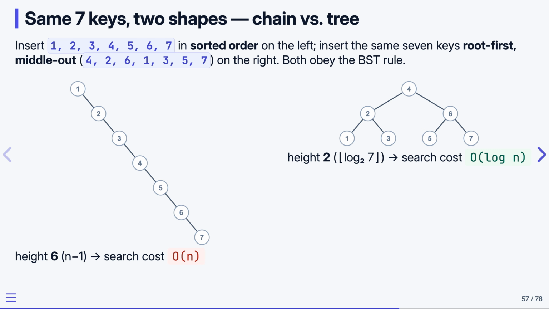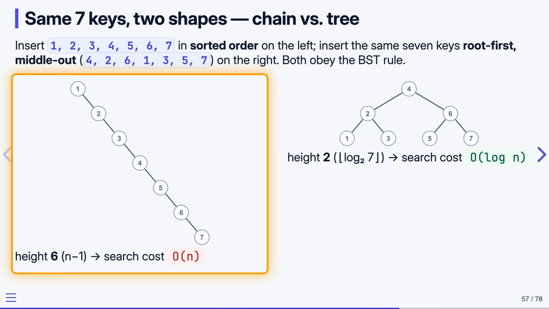Let's make this concrete with 7 keys. Both sides use the keys 1 through 7, and both obey the search tree rule. The only difference is the order we insert them. On the left we insert in sorted order 1, 2, 3 up to 7. Each new key is the biggest so far, so it hangs off to the right. The tree becomes a straight chain. Its height is 6, which is n-1. Search here costs big O of n.